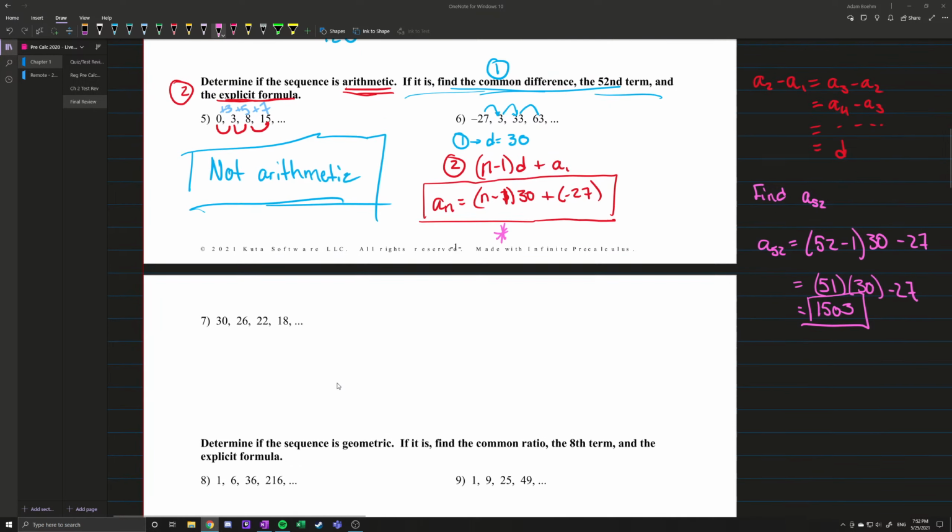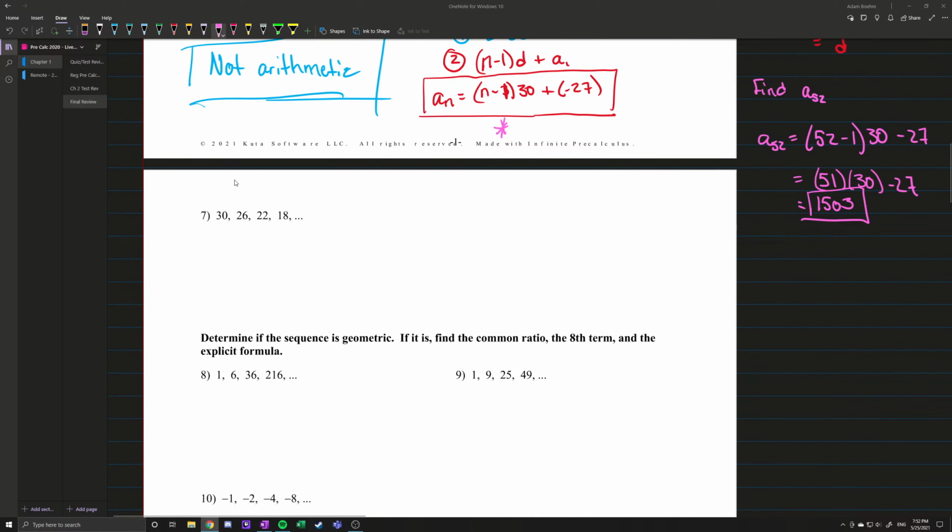All right, number 7, the same thing. To get from 30 to 26, we're subtracting 4. 26 to 22, we're also subtracting 4. 22 to 18, we're also subtracting 4. So this is arithmetic, right? It's just we're subtracting a term instead of adding a term. That's the only thing different, right? So our common difference is equal to negative 4. That's part 1, right? It is arithmetic, so it has a common difference. That common difference is negative 4.